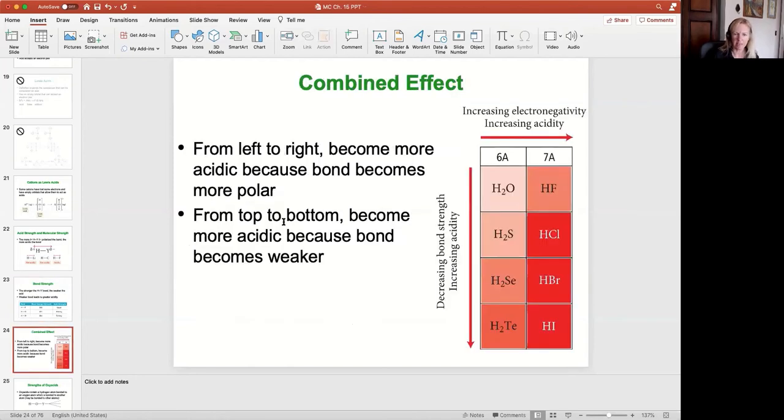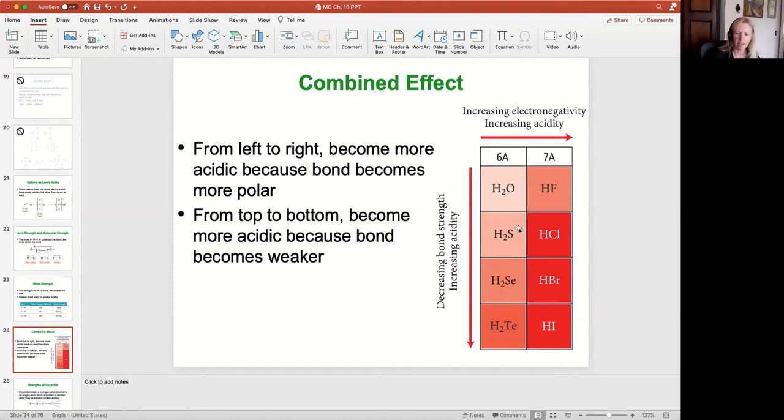And so that is illustrated in this slide here, where I have decreasing bond strength as I go down a column on the periodic table, and it's decreasing bond strength because the anion component of that is getting larger and larger and larger. So sulfur is larger than oxygen, selenium is larger than sulfur. So as I go down the periodic table, my atomic size is getting larger, my bond strength is decreasing, my acidity is increasing. So it's going to be easier to remove that hydrogen. As I go across the periodic table, I'm increasing my electronegativity, which means I'm also increasing my acid strength.